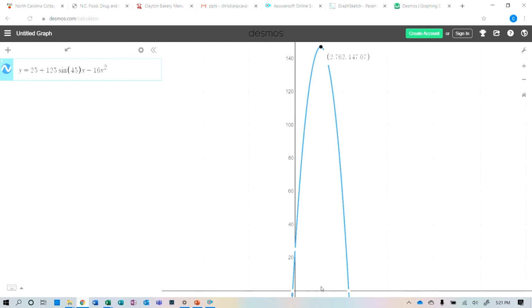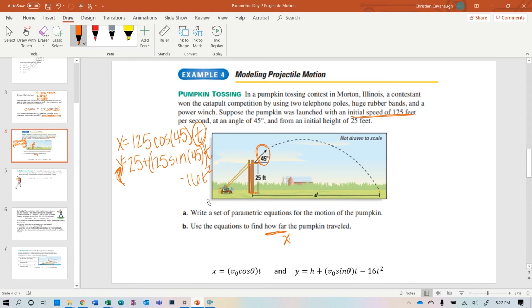And with that being said, I can also come down here and just click that point and get my 0. So I know that the 0 is at 5.794, and that means that the pumpkin was in the air for 5.794 seconds. And so I'm going to take that back, and I'm going to use that for my time in my x equation to see the horizontal distance that the pumpkin traveled.